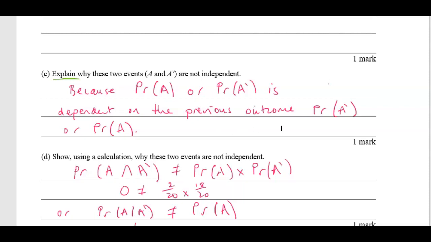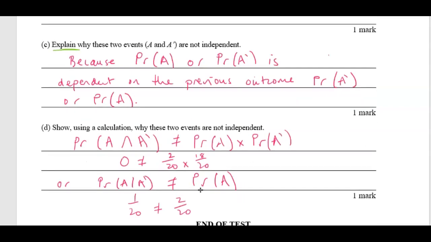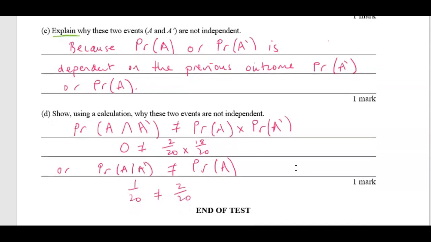I had some great explanations, but if you just gave me a calculation like I've got in D, that's not explaining, that's showing. So make sure when it says explain, you relate to the definition of independent events, or whatever it is, in the context of your problem. And then question D, just use the two formulas for independent events and show that they're not equal, therefore they're not independent.